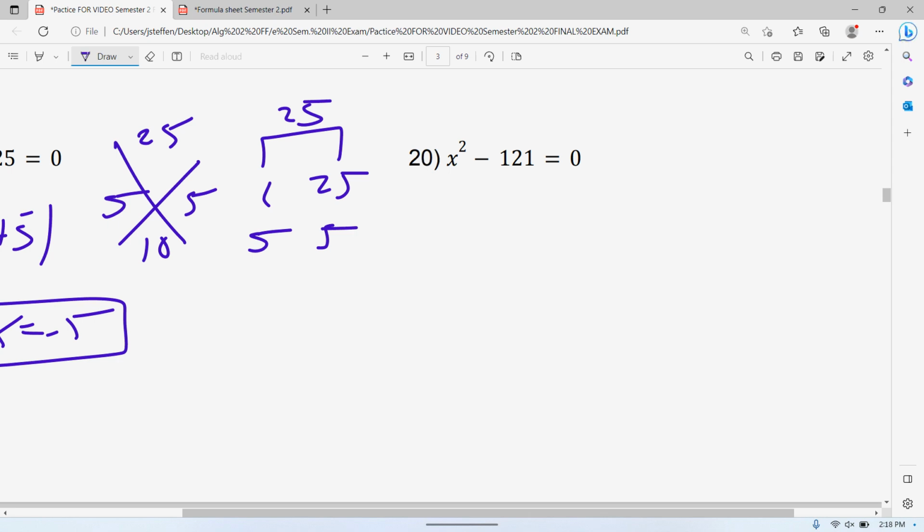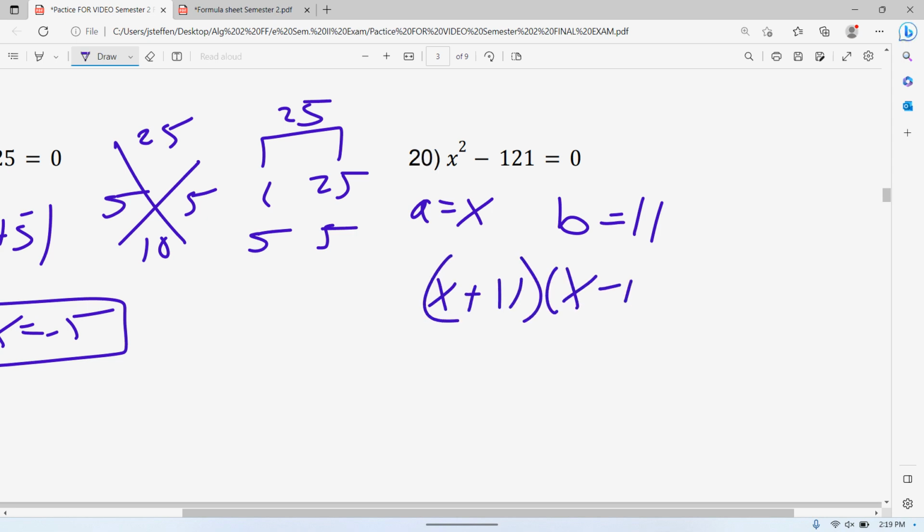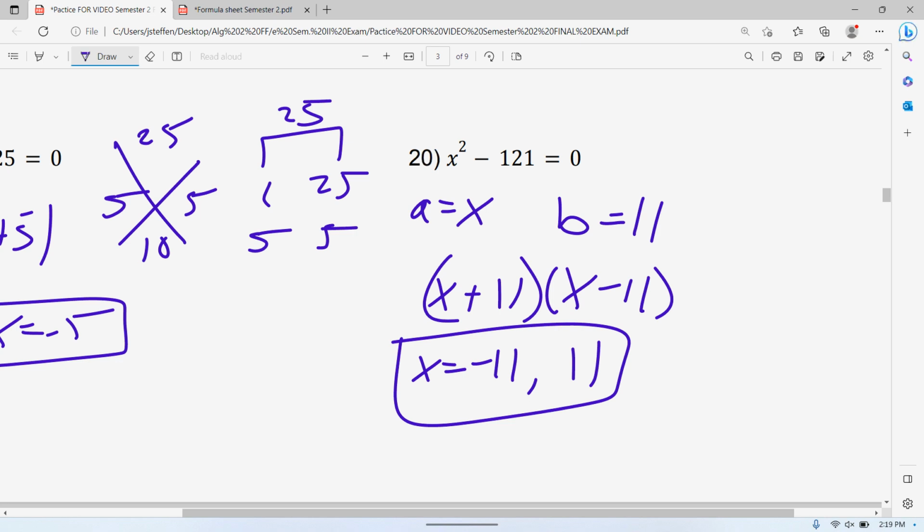So again, we have another difference of squares. So my A is x because x times x is x squared. My B is 11 because 11 times 11 is 121. So you end up with x plus 11 and x minus 11. So that gives you negative 11, and the second one is positive 11. So that works fine. And I did all of them with factoring.